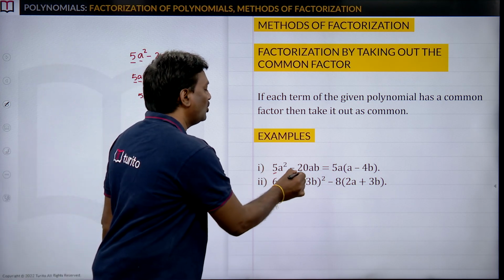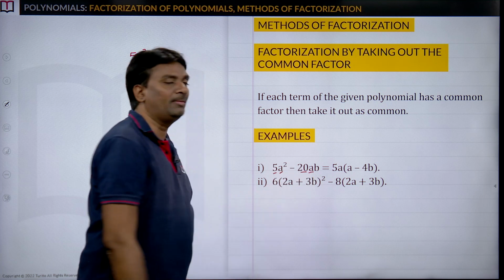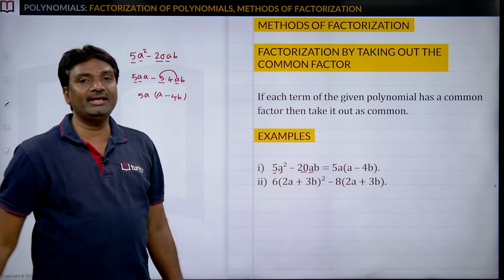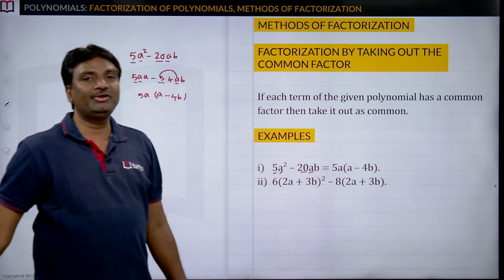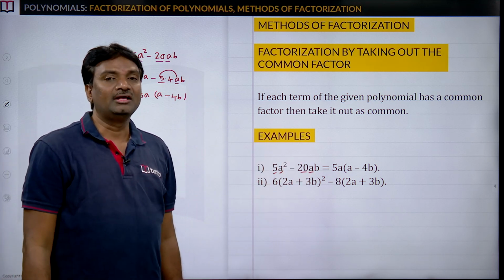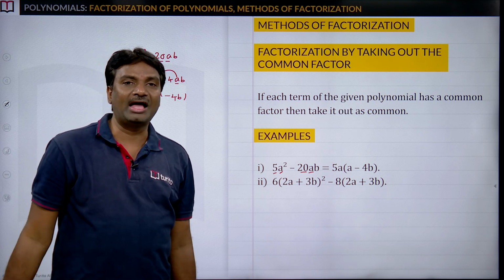Here 5 is a common factor and a is also a common factor. b is not a common factor because we have b in the second term, but we do not have b in the first term. So, that is why we can take 5a as common.